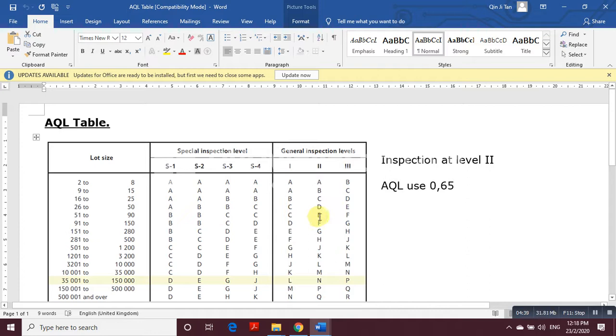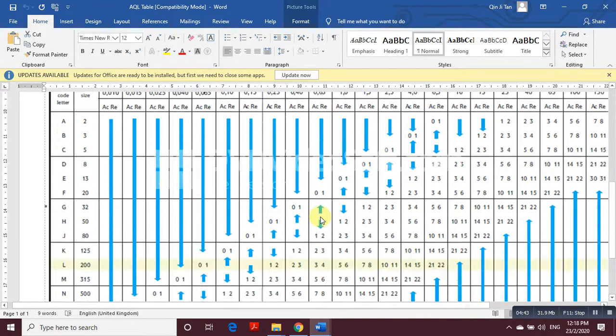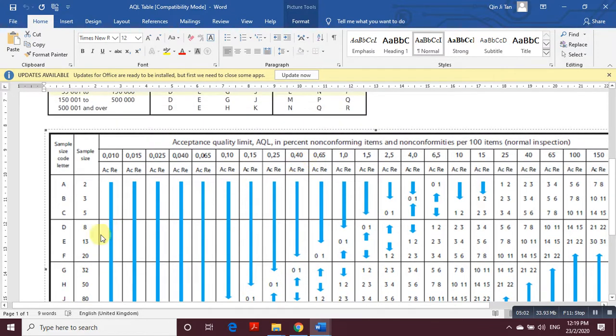We look at general inspection level 2, letter E. So we go down to E. And then E says that you need to sample 13. Okay, 13 boxes. What 13 boxes means is you need to check a whole lot of things inside the carton, or almost all. And just now, remember, we should accept 0.65. So for 13, we look horizontally and you will reach an arrow.